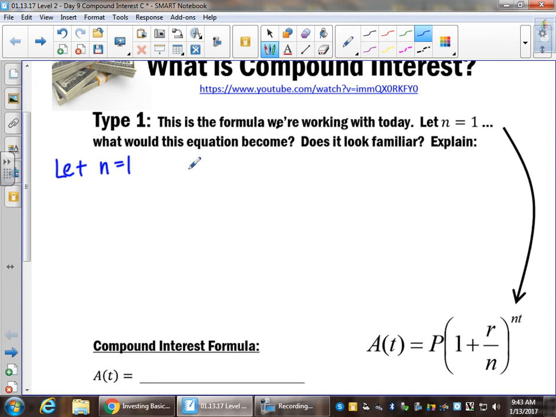Let n equal 1. So we're saying A of t equals, did anything happen with P? No, so that stays. Remember, what I write, you write. Follow me. What's inside parentheses? 1 plus r divided by 1 raised to the, what's getting plugged in for this n? Yep, 1, good job, 1 t. So with your highlighter, if you want to highlight what we just substituted in, we substituted in 1 for n right there and 1 for n right there.